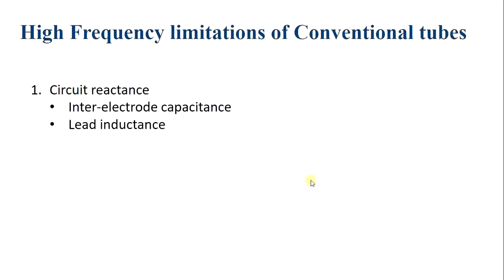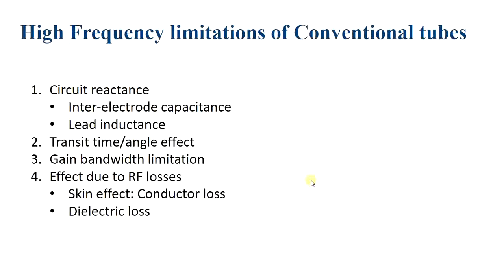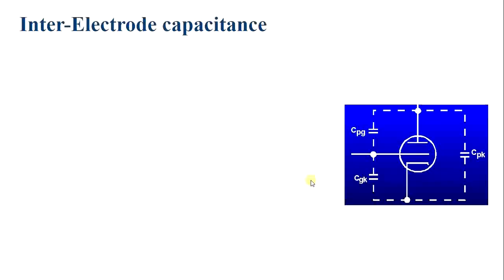Some of the high frequency limitations of conventional tubes are listed. The first one is the circuit reactance, which is interelectrode capacitance and the lead inductance. Second drawback is the transit time or the angle effect. Third is the gain bandwidth limitation. Fourth is the effect due to the radio frequency losses, that is the skin effect and the dielectric losses. Effect due to radiation loss is another limitation. We will go through all these limitations one by one, starting with the interelectrode capacitance.